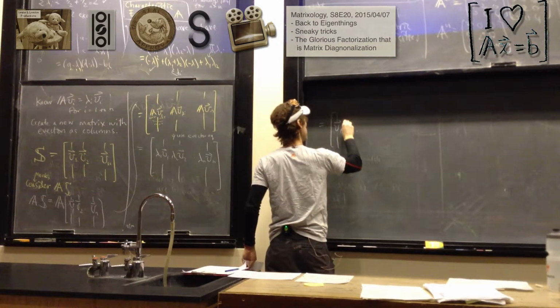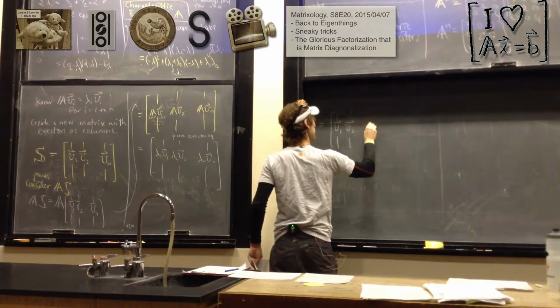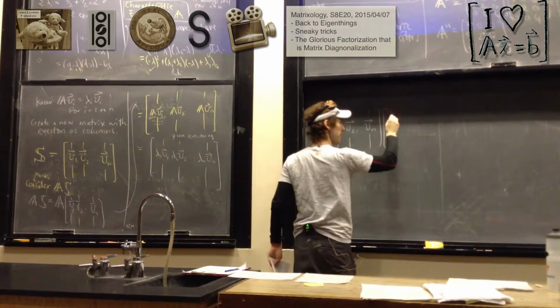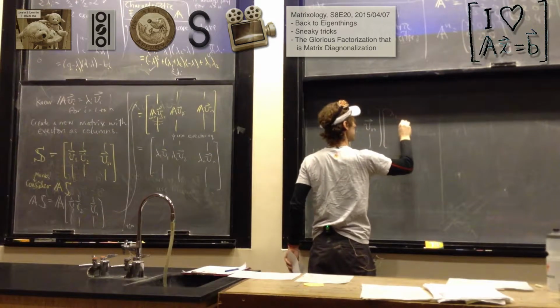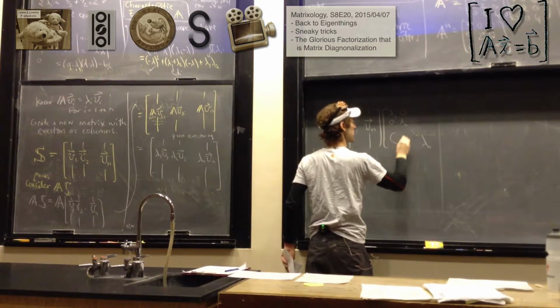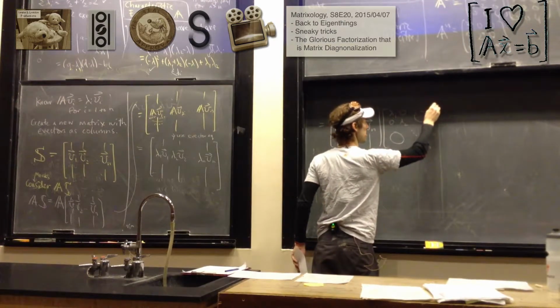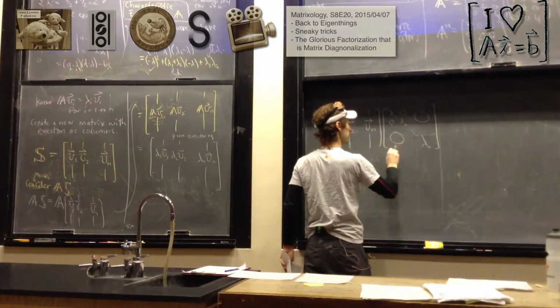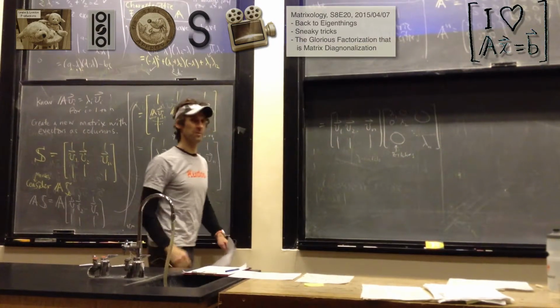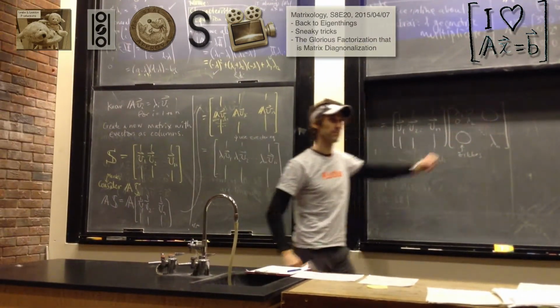V1, V2, Vn, and then we can put the diagonal matrix. Lambda 1, lambda 2, lambda n. This is zeros, all zeros, zilches. This big, right? That just means lots of zeros.